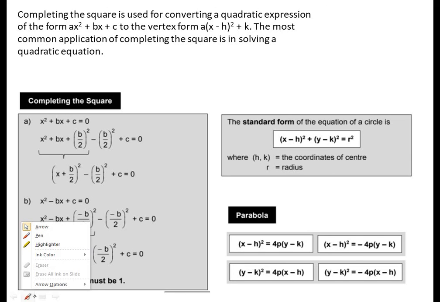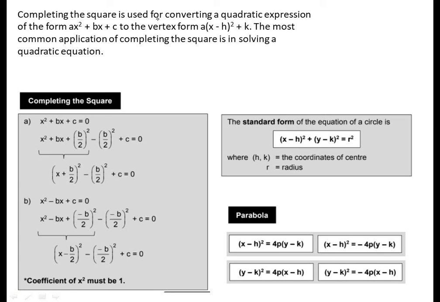So what is completing the square? Completing the square is used for converting a quadratic expression of the form ax squared plus bx plus c to the vertex form a multiply x minus h squared plus k. The most common application of completing the square is in solving a quadratic equation.